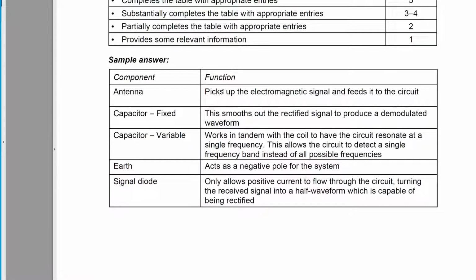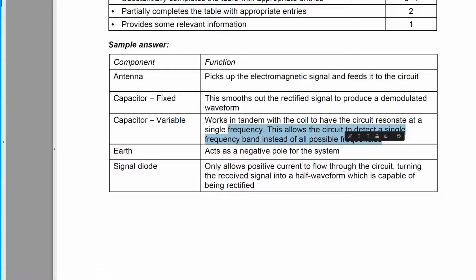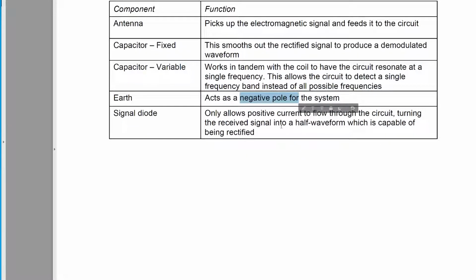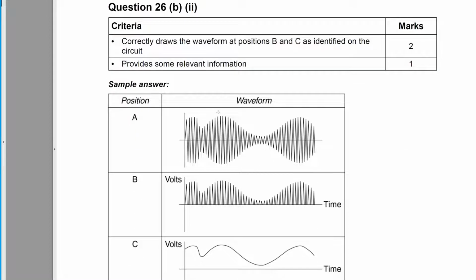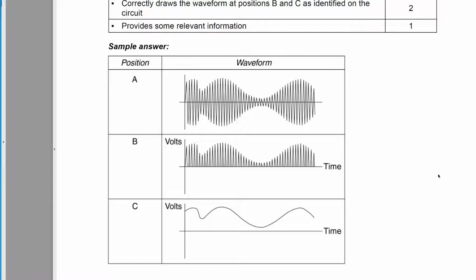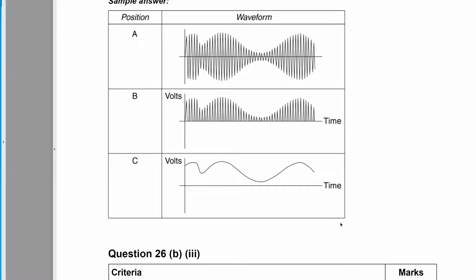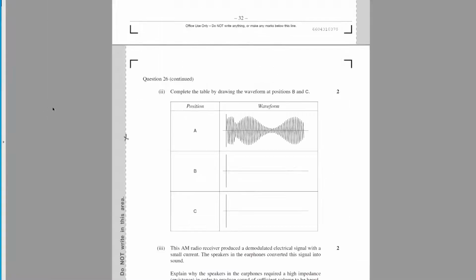Okay, antenna picks up the signal, capacitor smooths out the signal, variable along with the coil detects the signal, earth acts as a negative pole, really simple answer, and signal diode only allows half the signal to flow through it, rectifying. Okay, here we have the original signal, and then we've just removed the bottom half, rectifying it, and then we've used the capacitor to smooth it, and that will give us our music or our talking, or whatever it is that we're transmitting, our SOS signal.